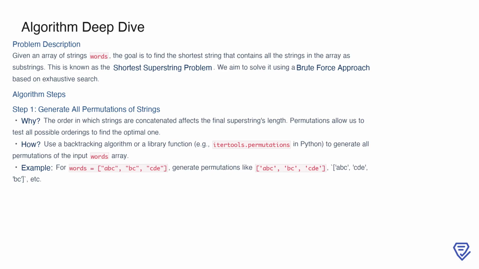This is crucial because the order in which we concatenate the strings significantly affects the final length of the superstring. To achieve this, we can use a backtracking algorithm or a built-in library function like itertools.permutations in Python. For example, if the input array is ABC, BC, CDE, we generate permutations such as ABC, BC, CDE, and ABC, CDE, BC, among others. These permutations will help us test all possible combinations and identify the optimal superstring.